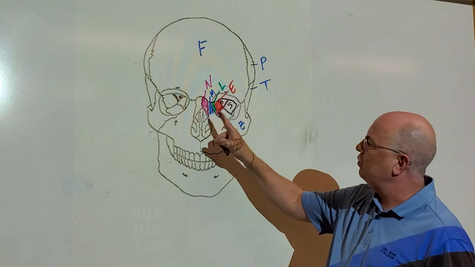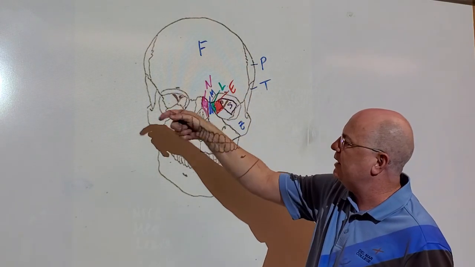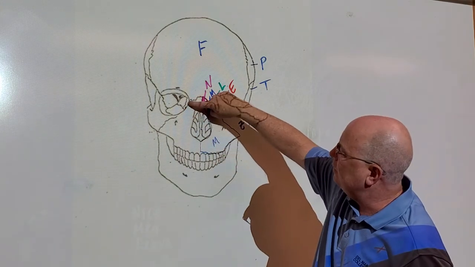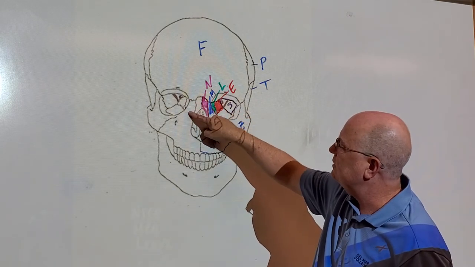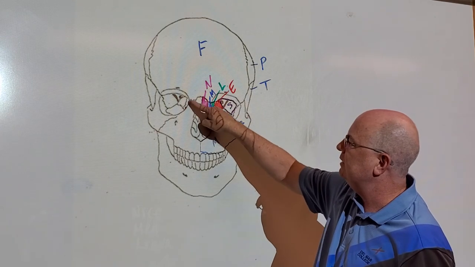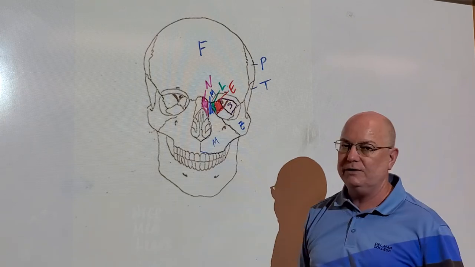But if I were to walk my way from the nasal bone all the way into the orbit and then back out towards the zygomatic, it's nasal, maxillary, lacrimal, ethmoid, and sphenoid. Nasal, maxillary, lacrimal, ethmoid, and sphenoid.